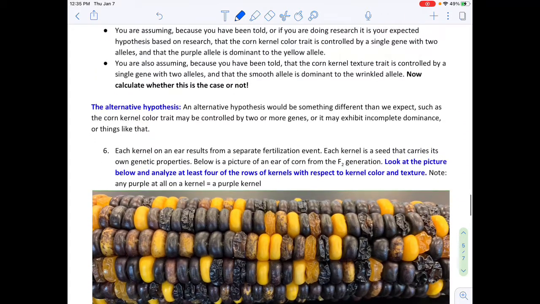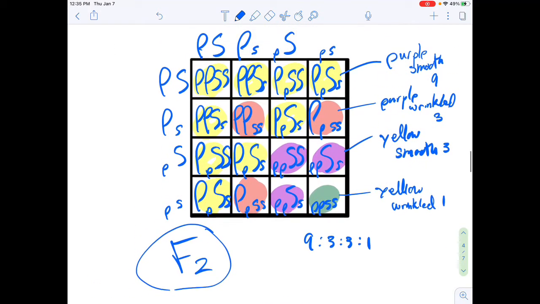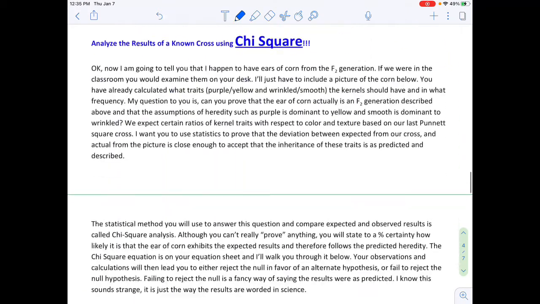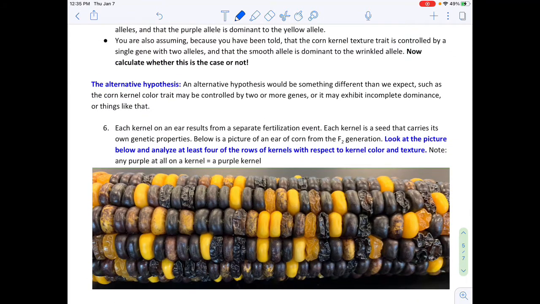The alternative hypothesis is that something else is going on. Maybe there's more than two genes involved. Maybe there's more than two alleles involved for each gene, and so on, which would make this not be true, right? So an alternative hypothesis would be developed if something else was going on there, if we thought the results were pretty far off.